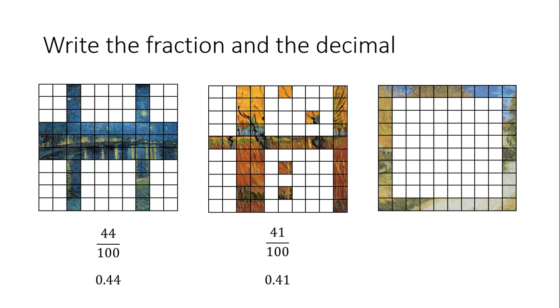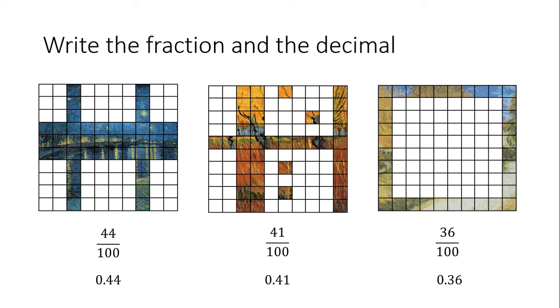And then for the one on the right, what I did is I figured out what was the white space. So the white space is 8 times 8. 8 times 8 is 64. 100 minus 64 is 36. And so it's 36 hundredths. And so the fraction is 36 hundredths, and that's how you'd write it as a decimal.